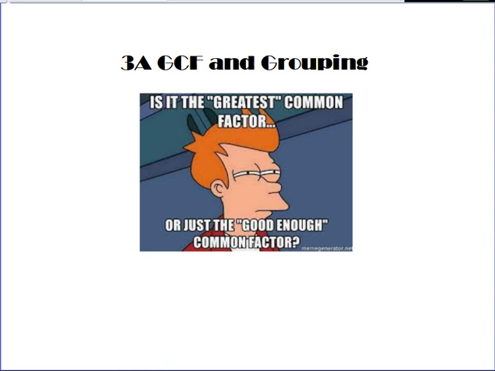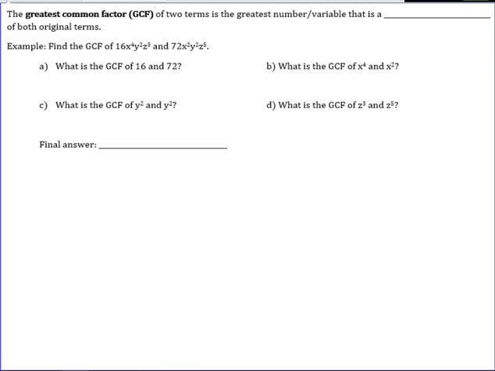Alright, 3A, we're going to look at two ways to factor, the greatest common factor and then factoring by grouping. Hopefully this should be a review for you from Algebra 1, and you have seen this stuff before. So greatest common factor is the greatest number and or variable that is a factor of both terms.